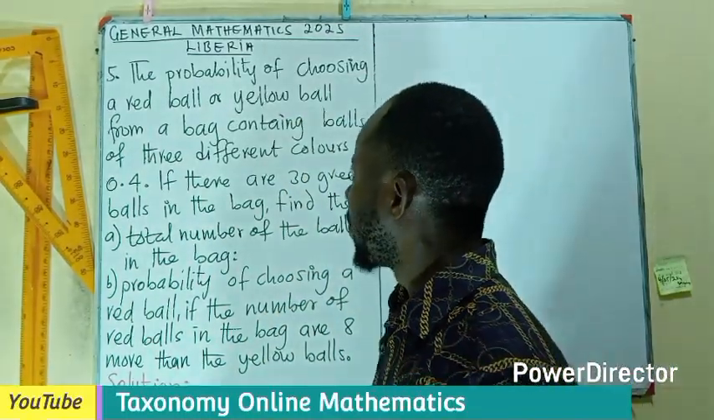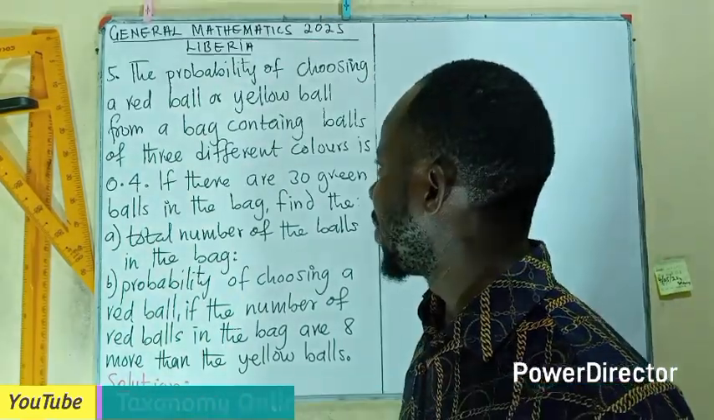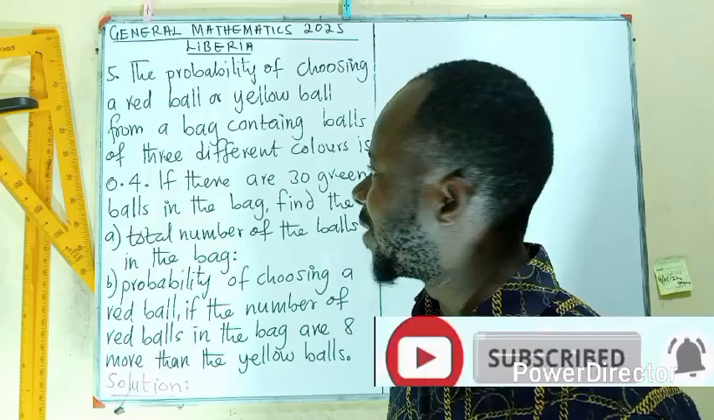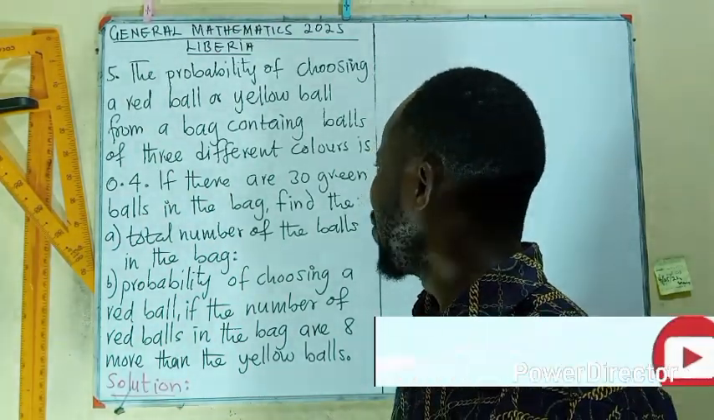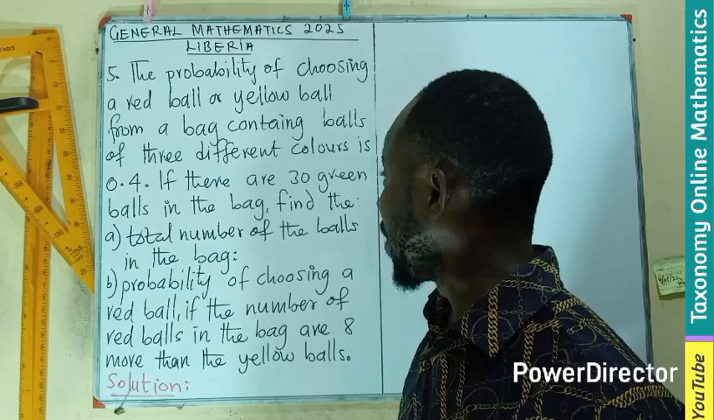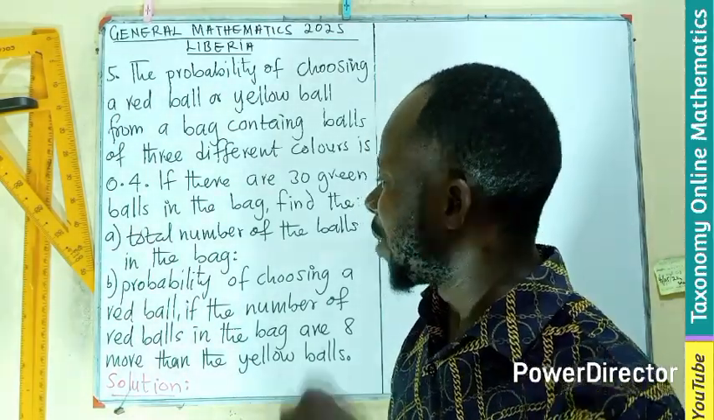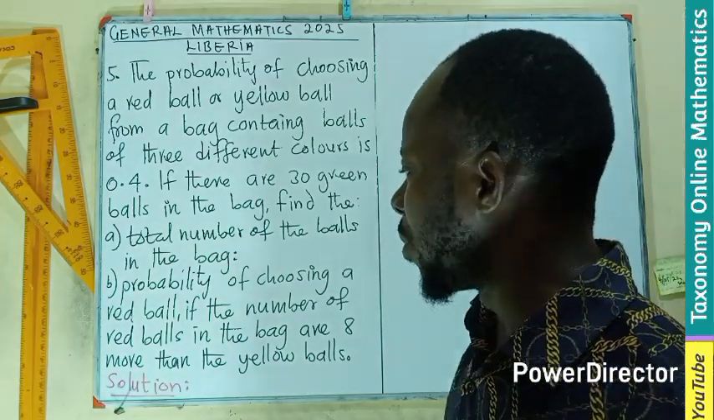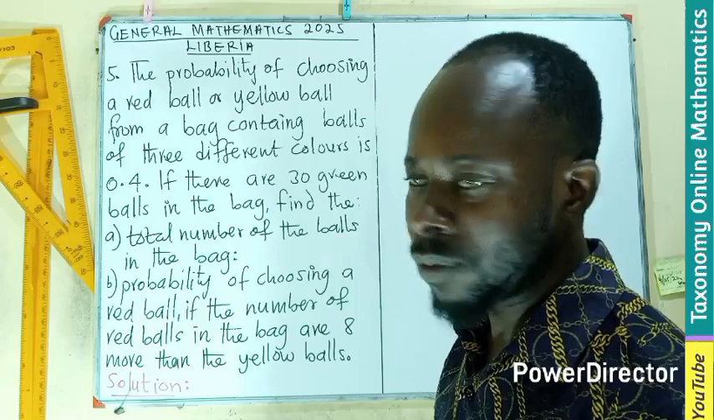The probability of choosing a red ball or a yellow ball from a bag containing balls of 3 different colors is 0.4. If there are 30 green balls in the bag, we are finding the total number of the balls in the bag. Then the probability of choosing a red ball, if the number of red balls in the bag are 8 more than the yellow balls.